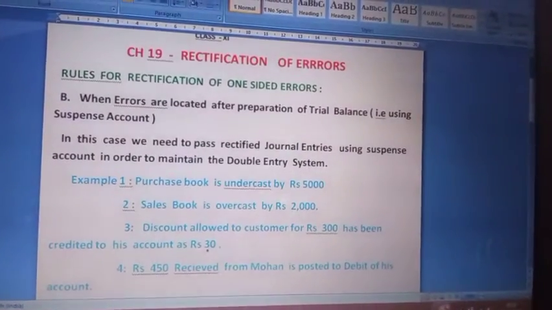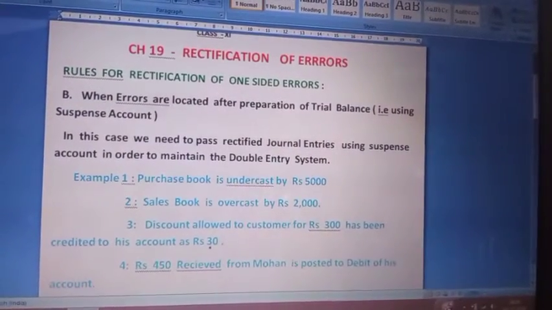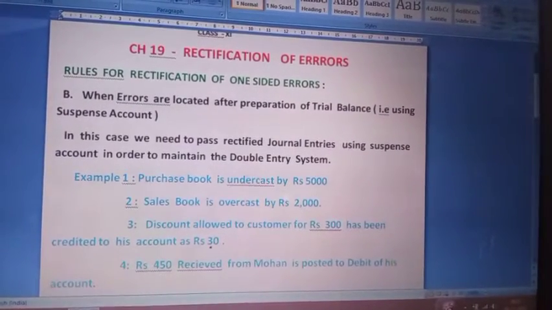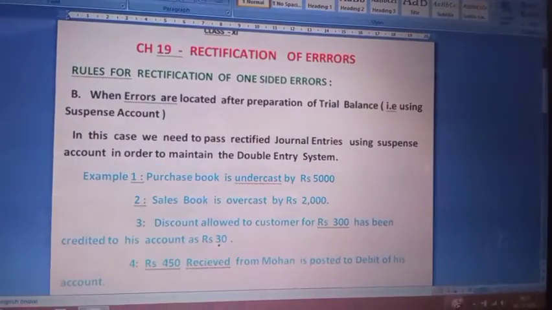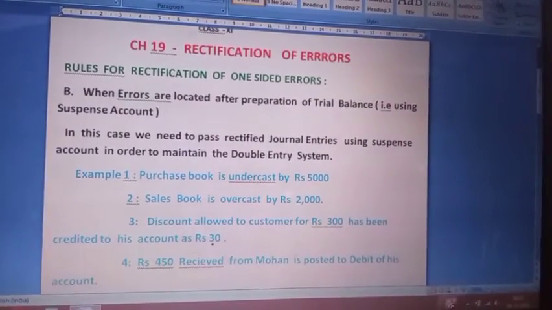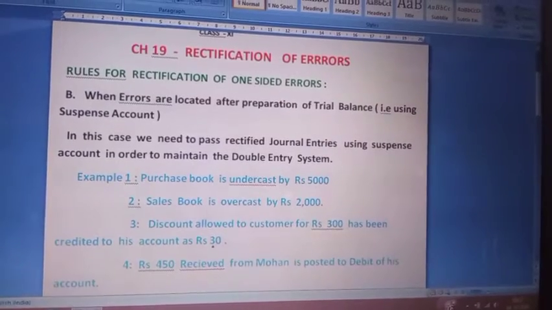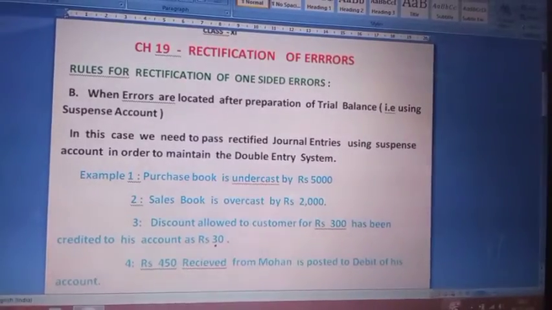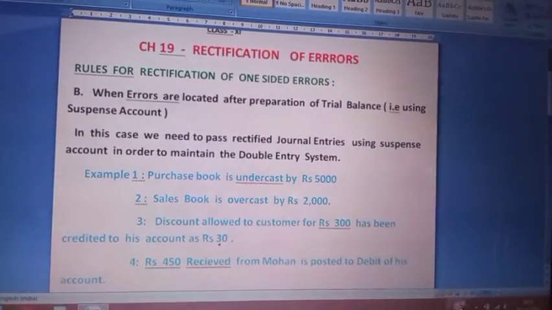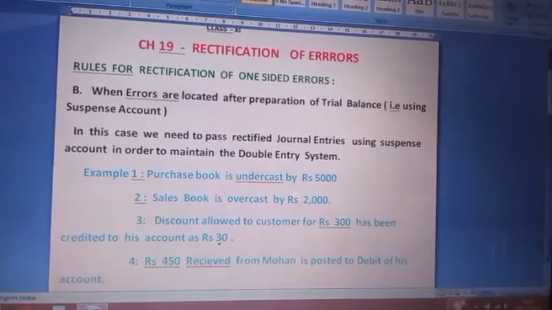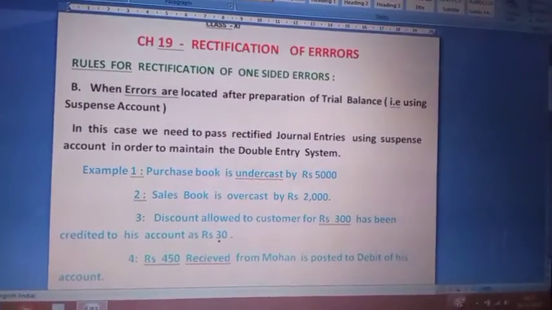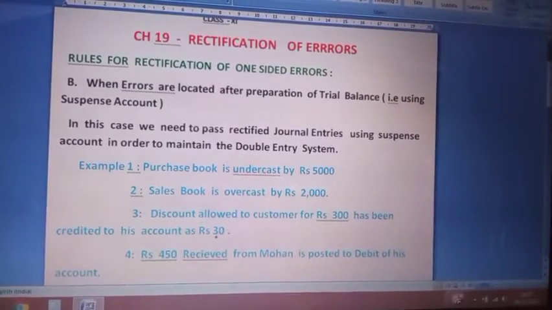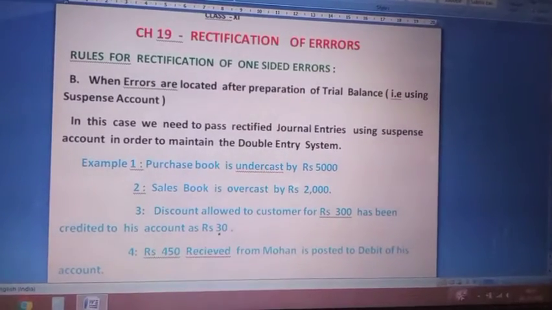Hello students, today we will learn about rectifying one-sided errors, and today I'll discuss the second category of it, that is, after the error is detected after preparation of trial balance and opening of suspense account. When we are done with our preparation of trial balance and we find that some mistakes are there, that is, we cannot tally the trial balance, at that time, on a temporary basis, we use suspense account to match both the sides of the trial balance. And then we look for the errors.